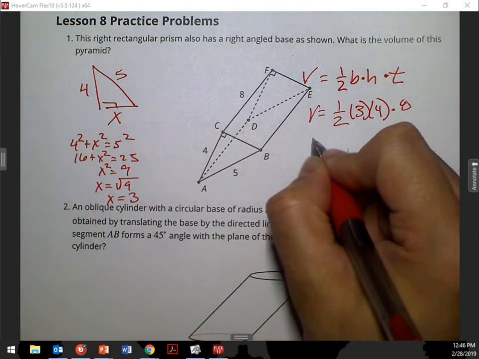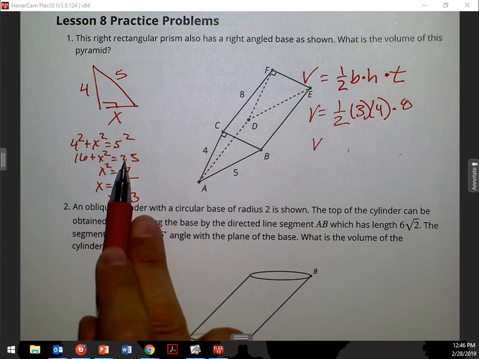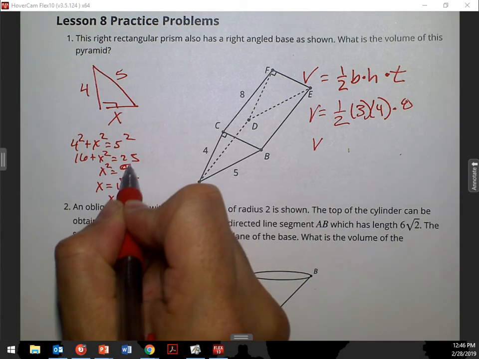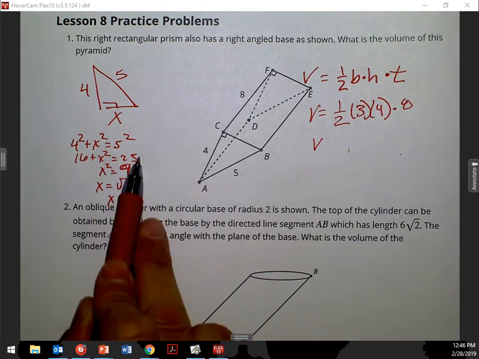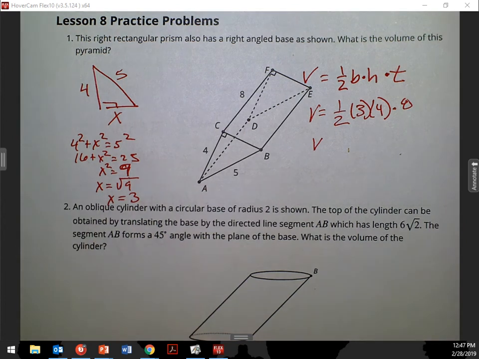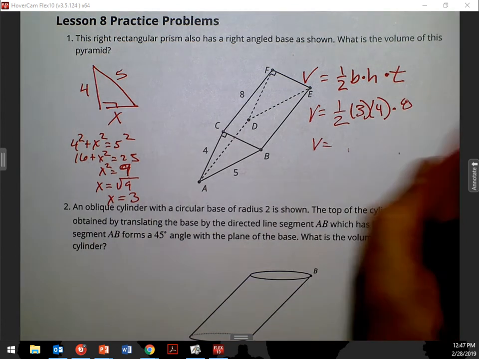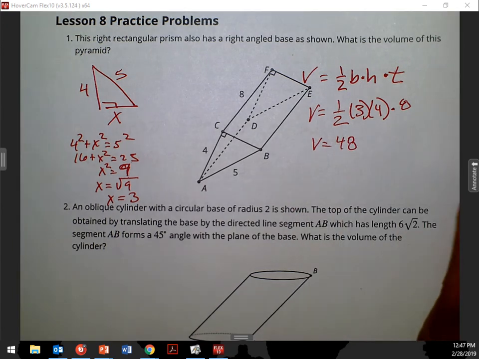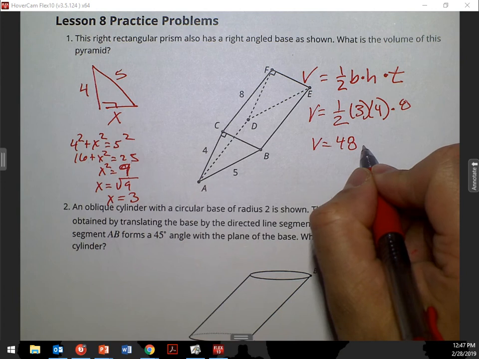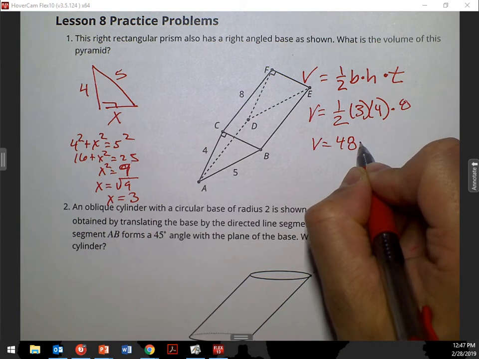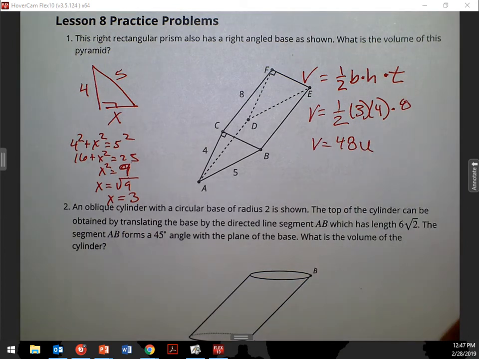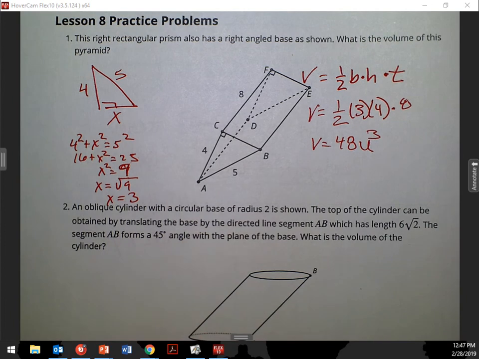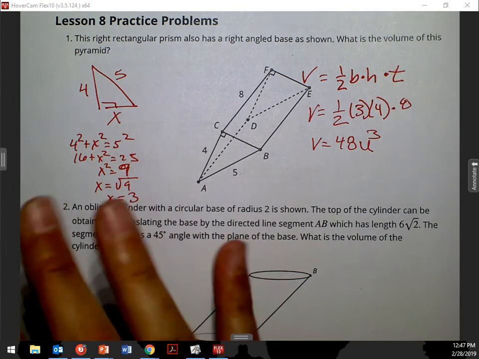Under 25, what does it say? 25 right here, 9. Because I subtract 16 from both sides. So it's 25 minus 16 gives me 9. So V is going to be how many? 48. What are my units? Does it say units? So what am I going to put? Units cubed, because it is a volume, right? Make sure you label your units every single time.